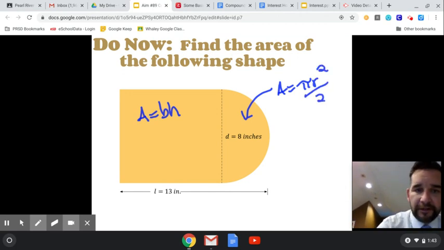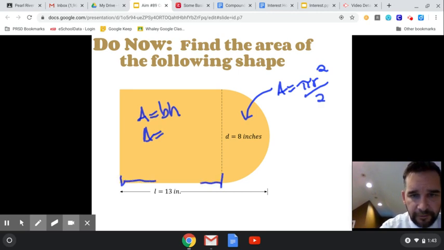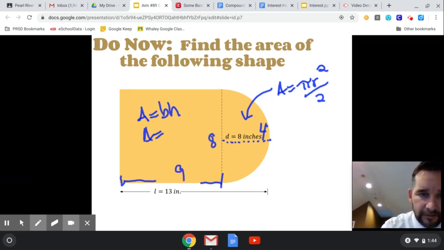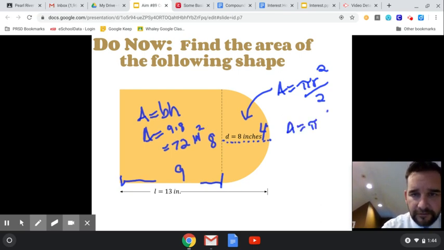So really, I just got to find the area of this rectangle, which would just be 13. Well, nope, it's not 13 because 13 is the length of this whole thing. So what is the length of this thing? It's only from here to here. Well, if this whole thing is 13, I guess we got to know what this is. Oh, the diameter is 8, so the radius is 4. That means that's 4. So this is 9. This is 8. 9 times 8 is 72 inches squared.